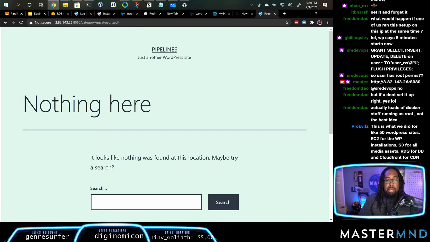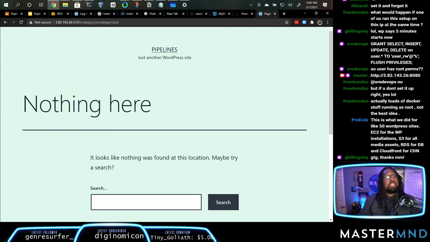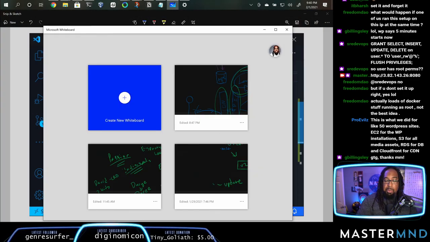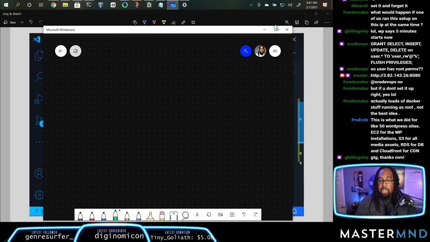This is what we did for like 50 WordPress sites: EC2 for the WordPress installations, S3 for the media assets. That's a great point, actually. So let's go back into it really quick. Let's draw another thing here. Let's open this back up. That's a really good thing that you said here.